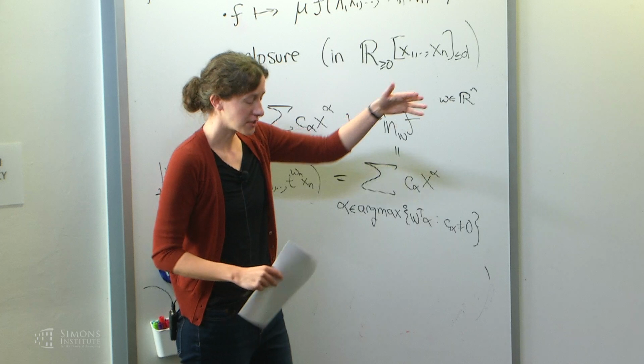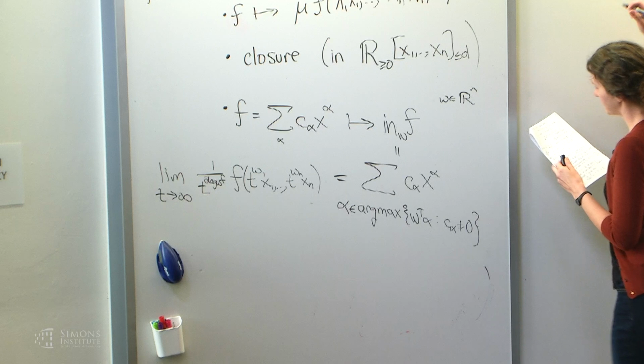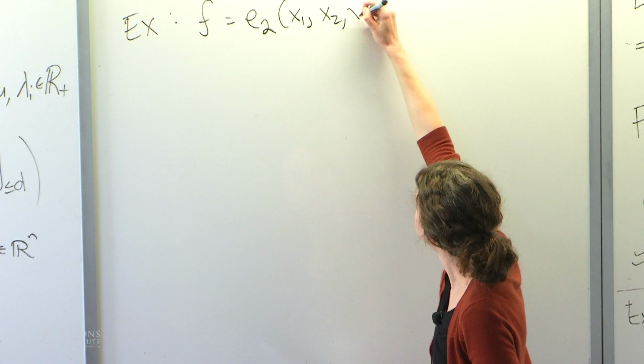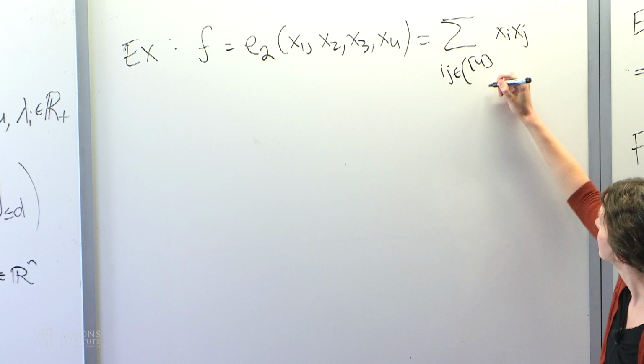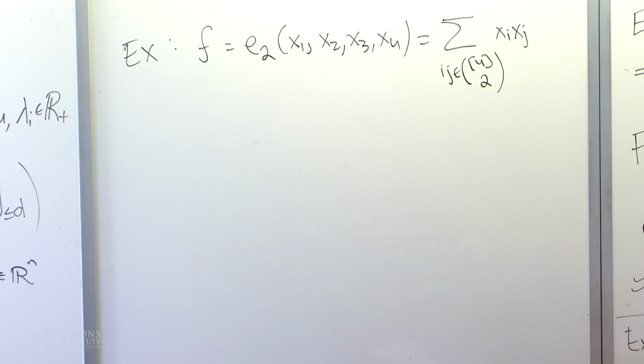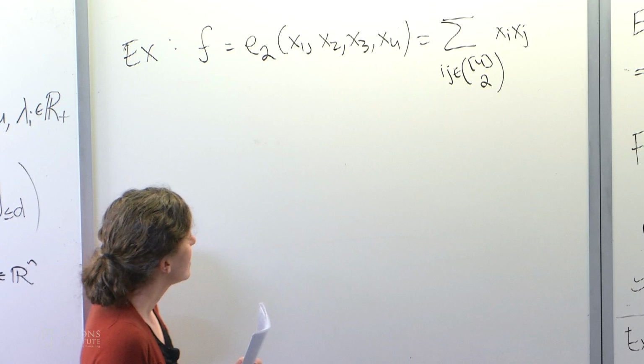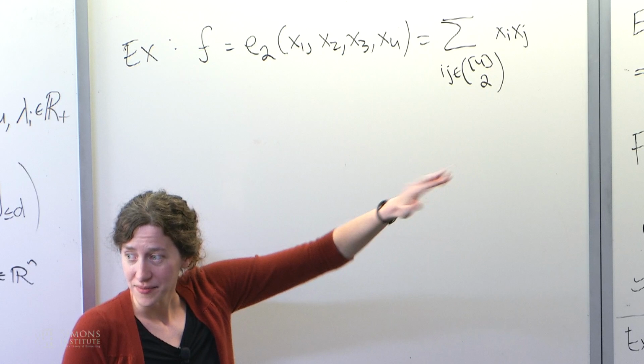Just an example. Suppose we took the second elementary symmetric polynomial in four variables. This is really just the sum of xi xj, where ij range over all subsets of size 2 of 1 through 4. Then the Newton polytope will be a polytope in R4, but it will live in the hyperplane given by all the coordinate sums equal 2. And we'll actually get an octahedron.